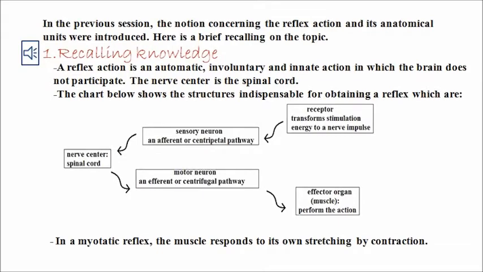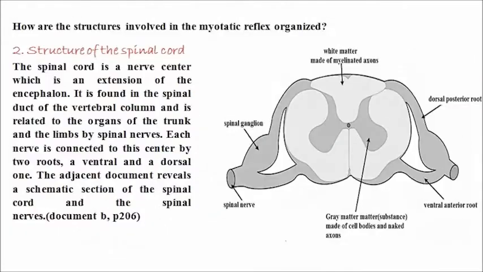We have also learned that the muscle responds to its own stretching by contraction. This is the myotatic reflex. So, the question here is, how are the structures involved in the myotatic reflex organized? Slide 4 is showing you the first structure to be dealt with, which is the spinal cord. As you know, the spinal cord is a nerve center which is an extension of the encephalon. It is found in the spinal duct of the vertebral column and is related to the organs of the trunk and the limbs by the spinal nerves.